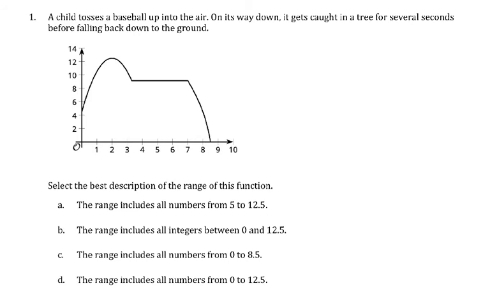All right, here's another one. This is problem number, it's actually on the second page. So we've got a child tosses a baseball up into the air. Okay, it could be a tennis ball, it could be a soccer ball, it could be anything, right? But a child tosses a baseball up into the air. On its way down, it gets caught in a tree for several seconds before falling back down to the ground. Okay, that makes sense. I throw the ball up into the air, it gets caught in the tree, and then it stays there for a few seconds, and then it falls back down to the ground.